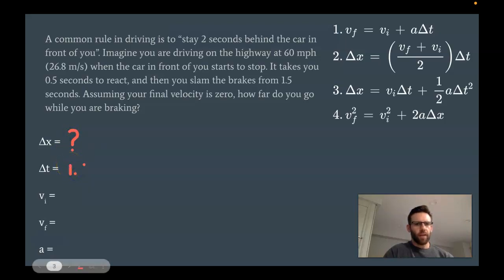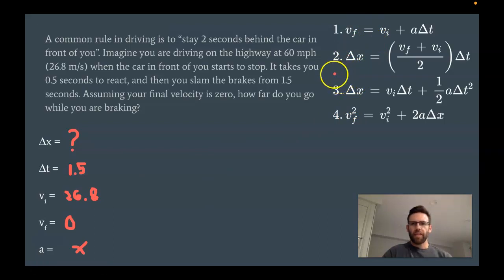Time, we know, is 1.5 seconds. Initial velocity is 26.8. Excuse my terrible handwriting, but I'm trying to write quickly because I don't want to take 20 minutes to make a video. Final velocity is 0, and we don't know acceleration, so I'm just going to put an x there because I don't know what it is. But I don't need to know, because if I look at the equations over here, there's an equation that will help me figure out my displacement, and I think it's equation number 2. Equation number 2 has displacement, final velocity, initial velocity, and time. So if I plugged all my numbers into this equation, I'd be able to get my answer.